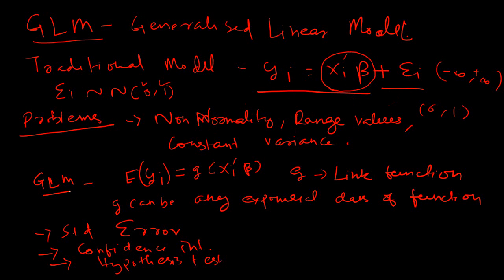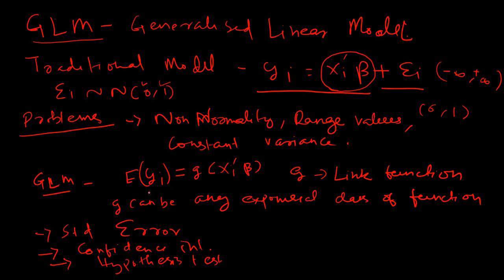And the last problem is the constant variance. Well, this is an assumption also, but it is unrealistic. The variance of data usually is not constant all the time. So because of these three problems, traditional models sometimes don't perform well, or there tends to be some sort of bias. So GLM comes to the rescue.